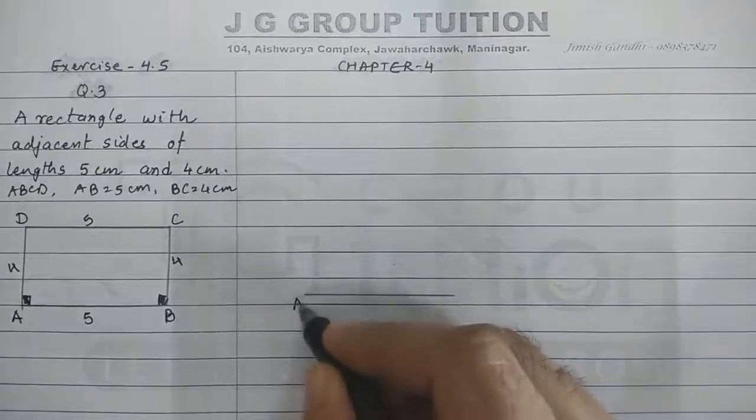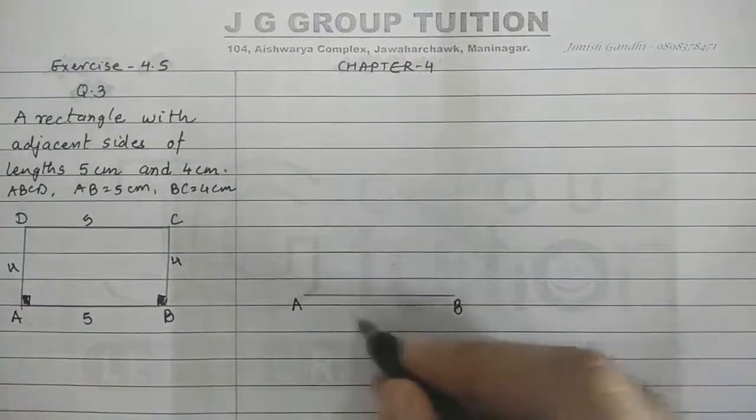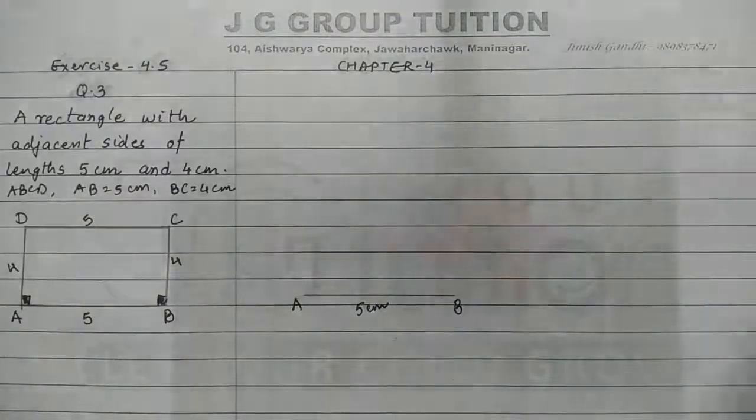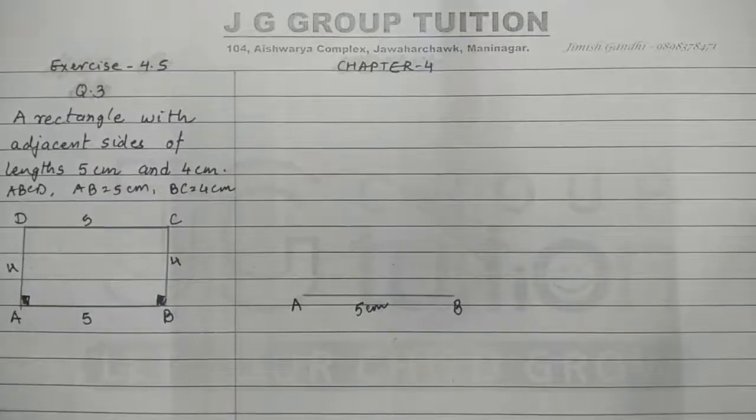AB, that is a 5 centimeter line segment. Now the angle A and B both are given. Let us draw that angle A or B, any of this right angle. Let's construct this time angle B as a right angle.